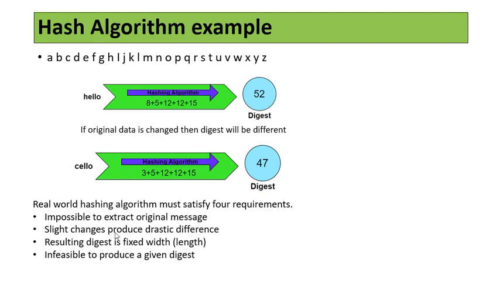Similarly, for slight changes producing a drastic difference: here I changed H to C, and now the digest value becomes 47. So again, it's very easy to crack. So if you want to use a hash algorithm, you have to satisfy all these 4 points. Then it is secure to use the hash algorithm. We will see more detail in the next example.